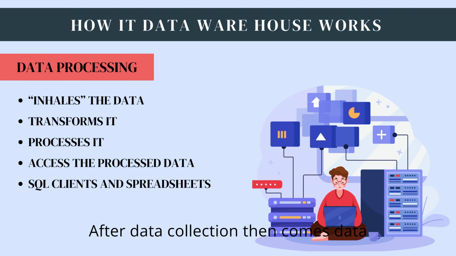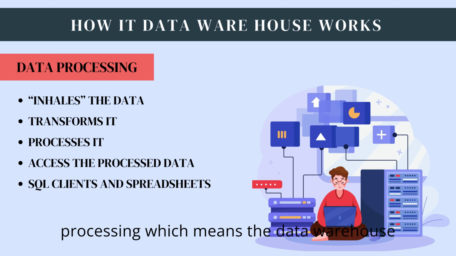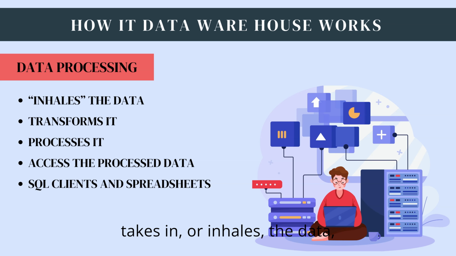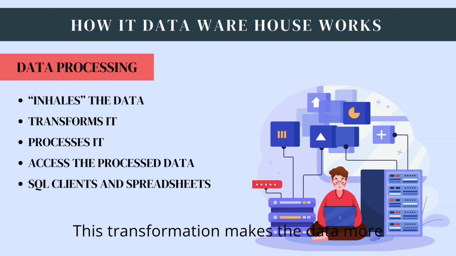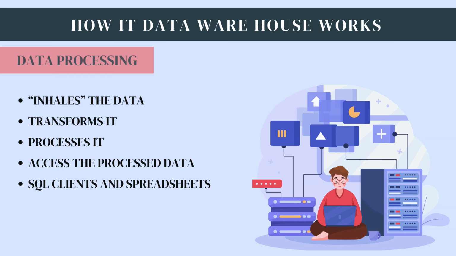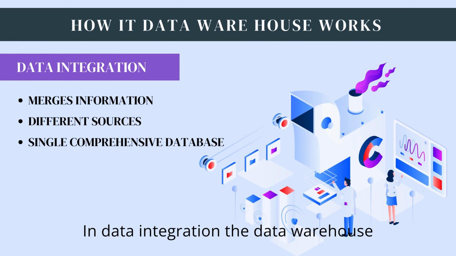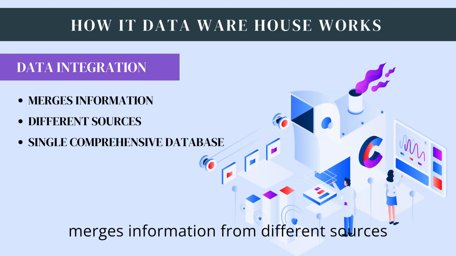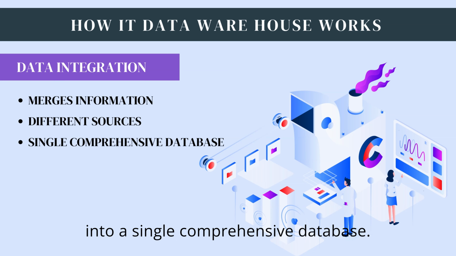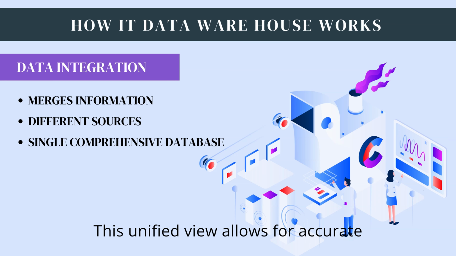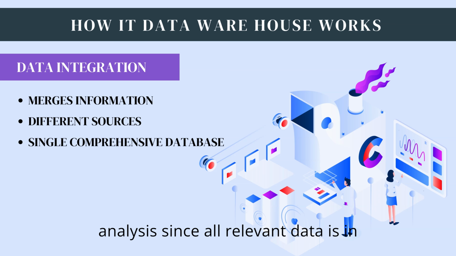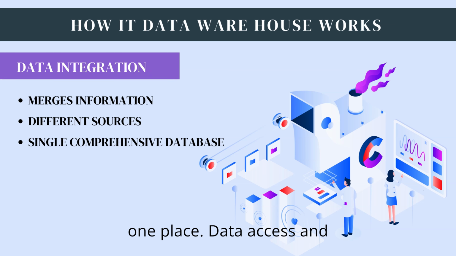After data collection comes data processing, which means the data warehouse takes in, or inhales, the data, transforms it, and processes it. This transformation makes the data more useful and accessible. Users can then access the processed data through tools like SQL clients and spreadsheets. In data integration, the data warehouse merges information from different sources into a single comprehensive database. This unified view allows for accurate analysis since all relevant data is in one place.